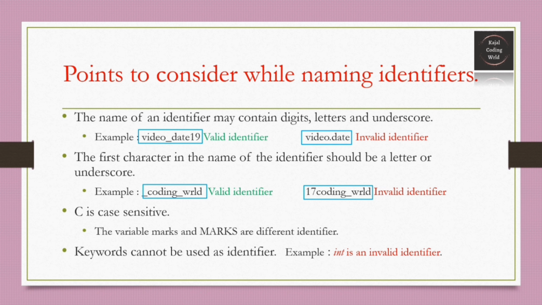Now C is case sensitive. The variables small marks and capital Marks are different identifiers. Now keywords cannot be used as identifiers. For example, int is an invalid identifier because int is a keyword.